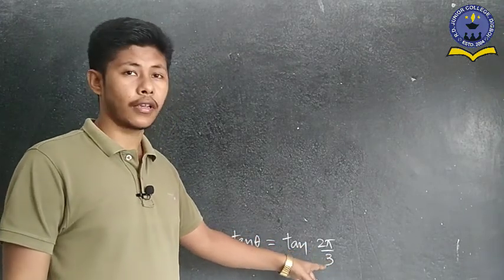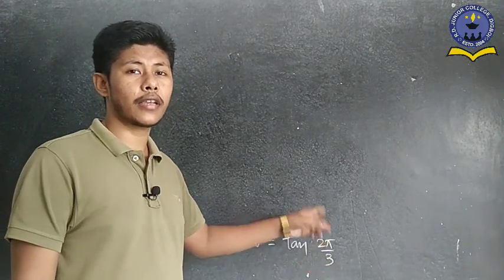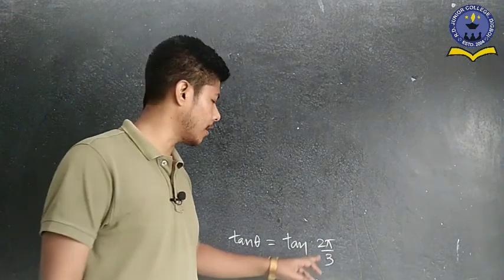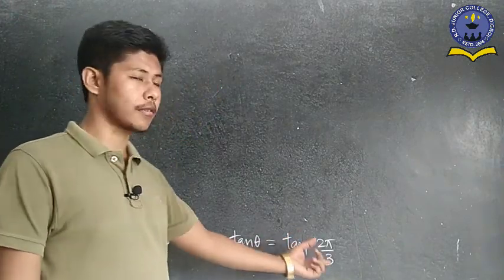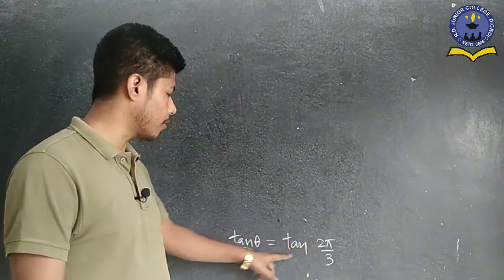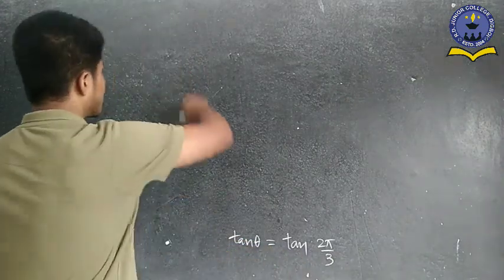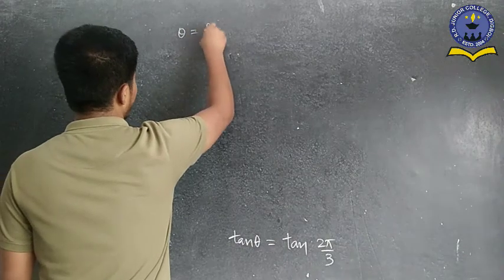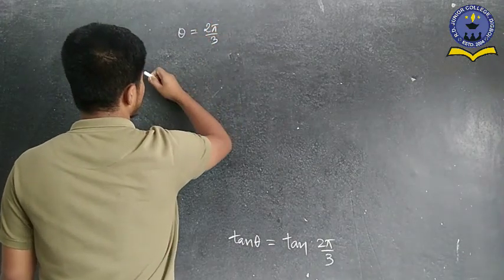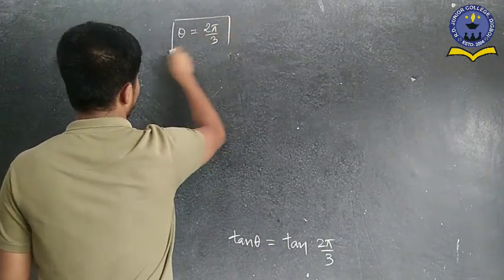So if you see here, tan theta equals tan 2 pi by 3. That means 2 pi by 3 lies in the second quadrant and we need the angle in the second quadrant. So from here tan theta equals tan 2 pi by 3. If we compare, theta equals how much? Theta equals 2 pi by 3. Isn't it? So this is our theta.